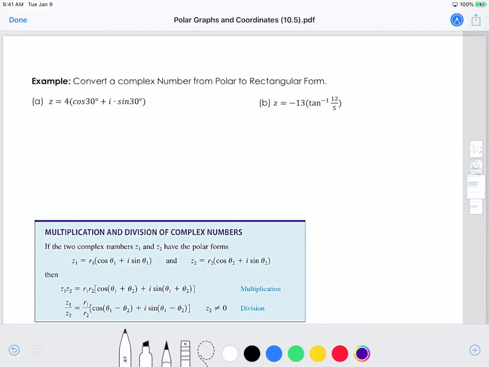So to review what we talked about so far, when we have a complex number, we can write it in rectangular form, which is when we write it as a plus bi. A is the real part, b is the imaginary part. Or we could write it in polar form, which is when we write it like this.